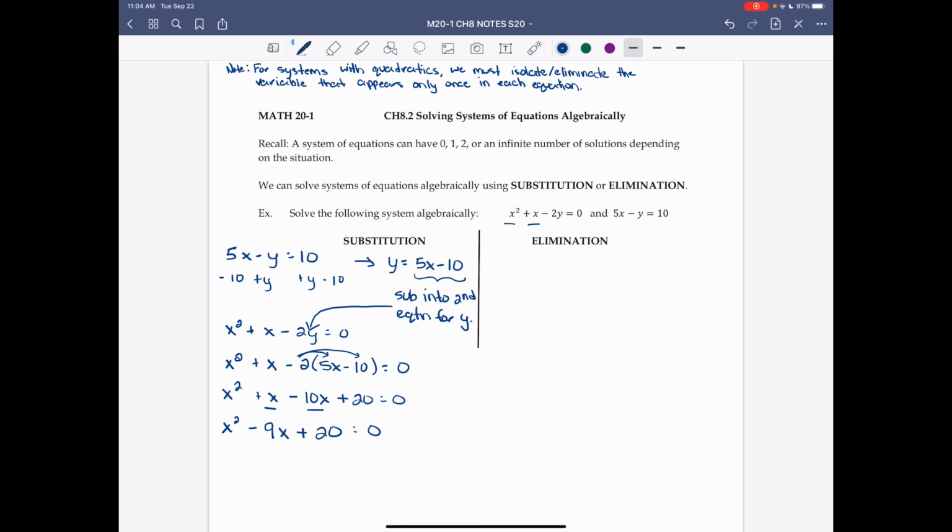Elimination method. We want to eliminate one of the variables from both equations. The one we have to eliminate is the one that shows up once in each equation. So in this case, that would be the y value. To eliminate, we need to have the same number of that variable in each equation. Right now, I have 2 y's, or negative 2, doesn't really matter, and I only have 1 y in this one. I'm going to multiply my linear equation by 2. That's my first step, so that I can get the same number of y's in each equation. 2 times 5x minus y equals 10. I multiply that 2 in, and we get 10x minus 2y equals 20.